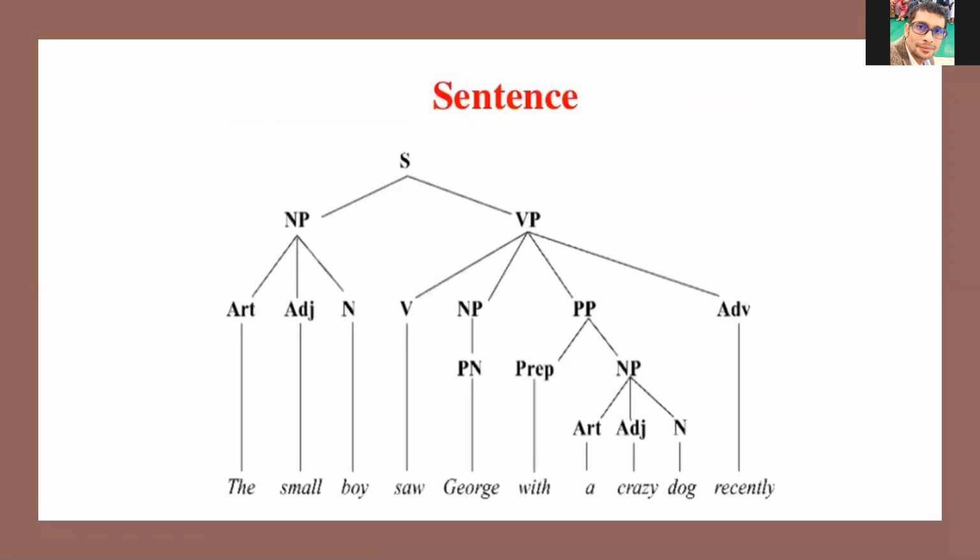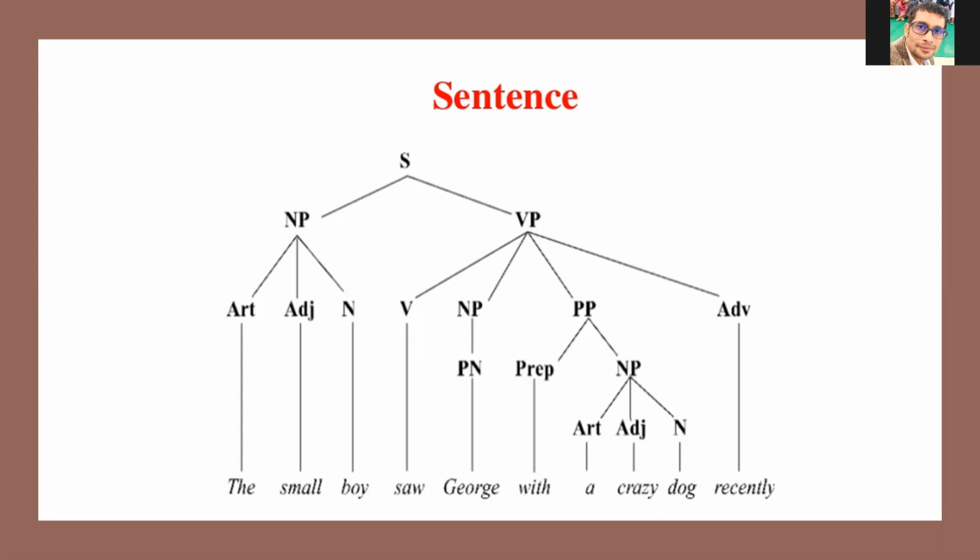Okay, this is a sentence now. You can check and take a look at this. The small boy saw George with a crazy dog recently. You can see mainly this sentence has been divided into two main sections. First at the left side NP and the right side VP. And this has always been so. You have to remember that noun phrase will always come on the left and verb phrase will always come on the right side of the sentence. So you can see the small boy is a noun phrase. Saw George with a crazy dog recently is the verb phrase.